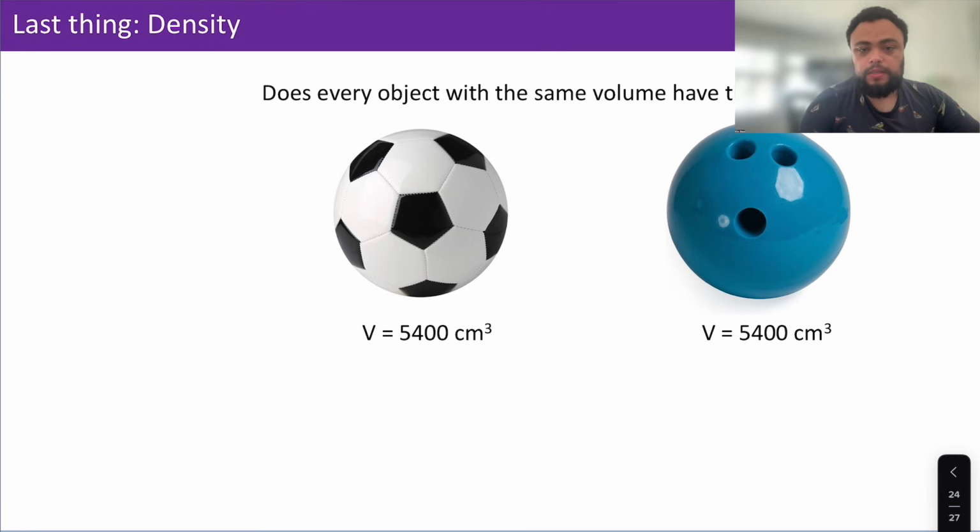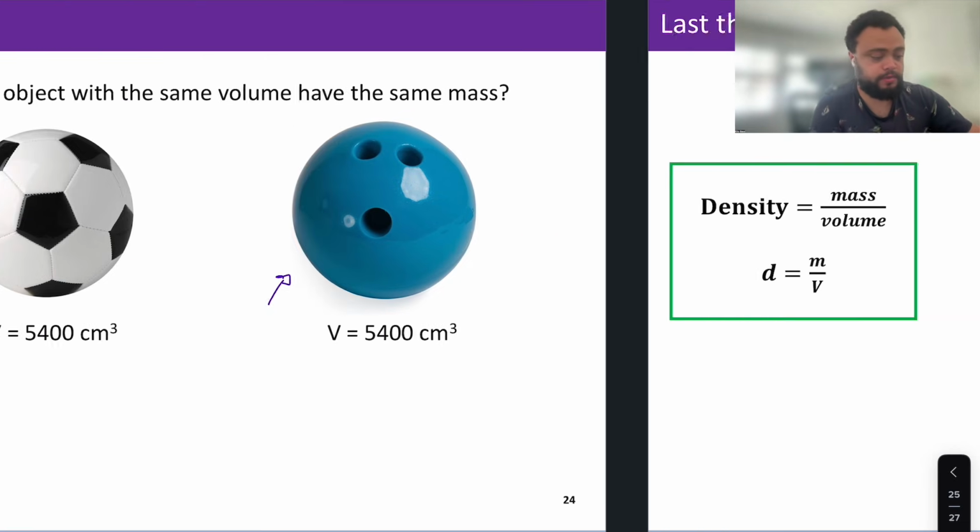Okay, this is the last thing, and I'm just going to lump it in here because we're almost done with these slides. Does every object with the same volume have the same mass? So if you had a soccer ball and a bowling ball that had the exact same volume of 5,400 cubic centimeters, what do you think? I would say that the bowling ball is definitely going to be heavier. So no, they do not have the same mass.